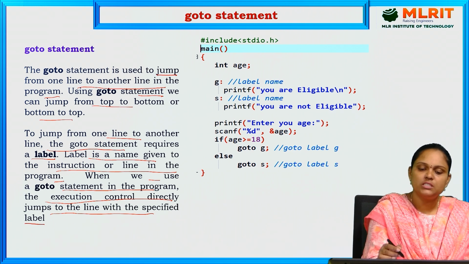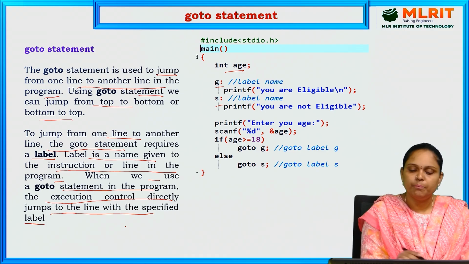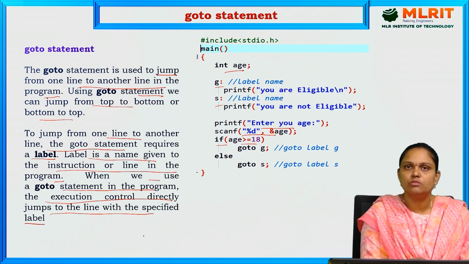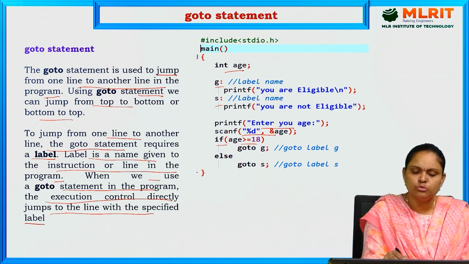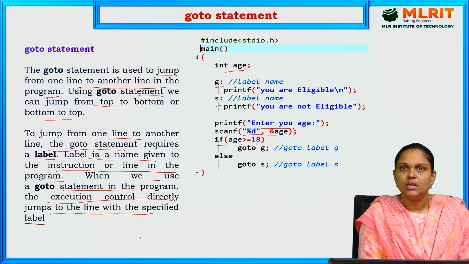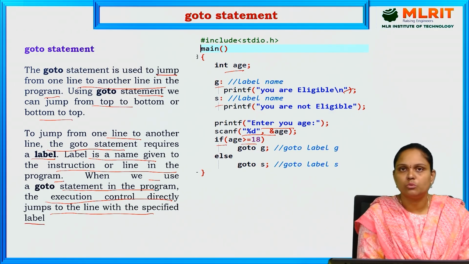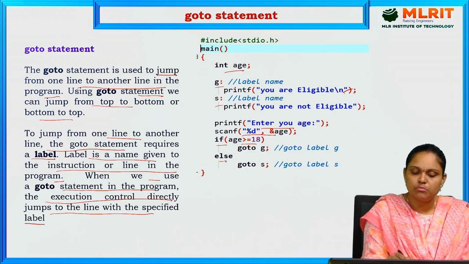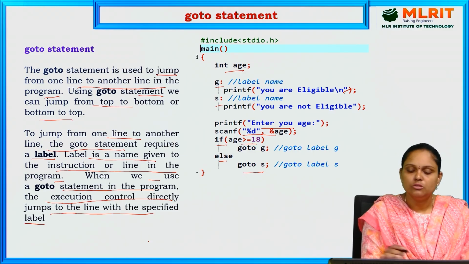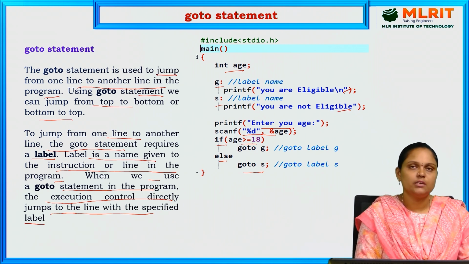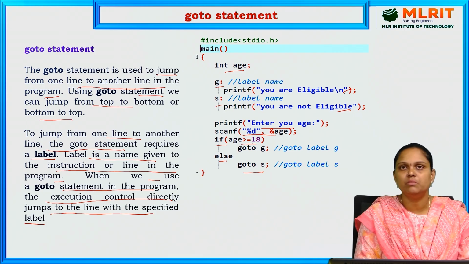For example, consider this example: int age, and we have taken G and S as label names. Next we are asking to enter the age with printf, and by using scanf we are reading it. Next we check if age is greater than or equal to 18, then goto G. So it directly goes to G and prints that you are eligible to vote. And if this condition is false, it comes to the else part and we are asking to goto S. So it will come to the else part, and using printf we are telling that the person is not eligible based on his age.